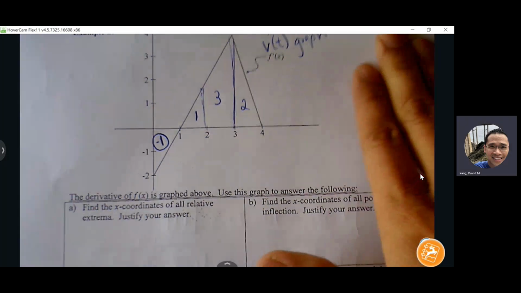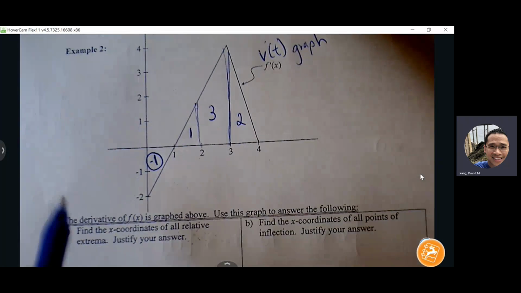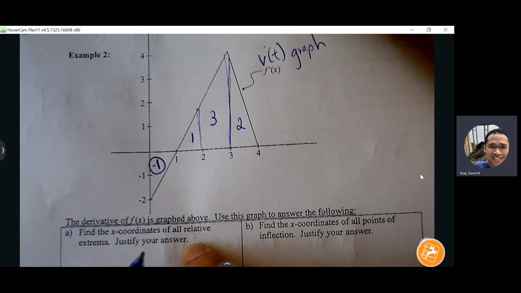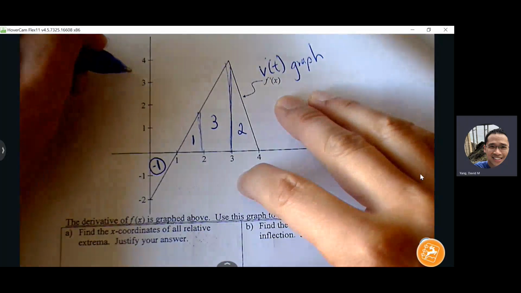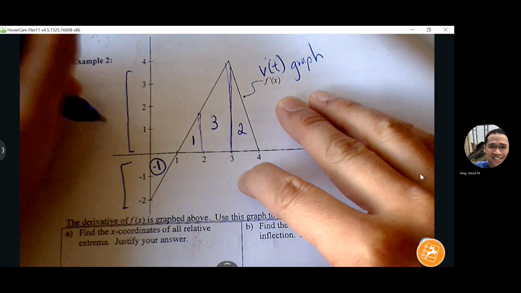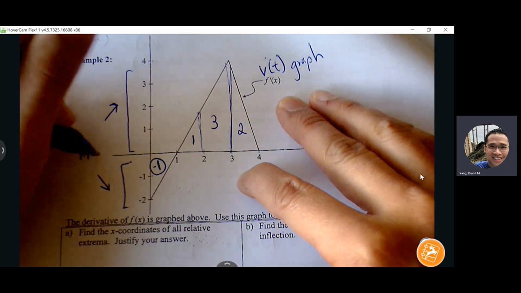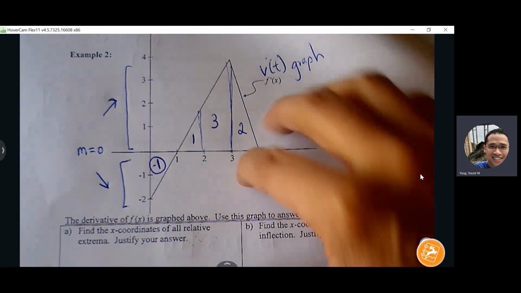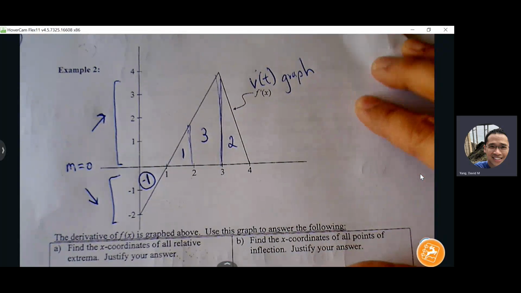Okay, so first we're going to connect some first semester and second semester material together here. It says find the x-coordinate of all relative extrema. So relative max, relative min. We know from first semester, if we're looking at the derivative graph, anything on the x-axis means slope 0. Anything above the x-axis means moving to the right. Anything below the x-axis means moving to the left.